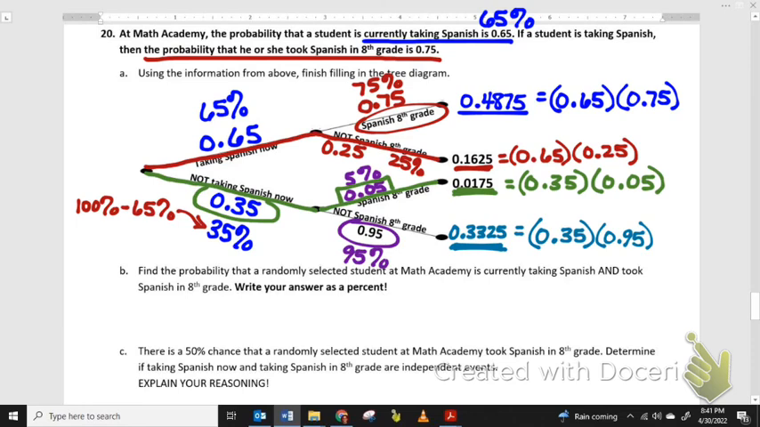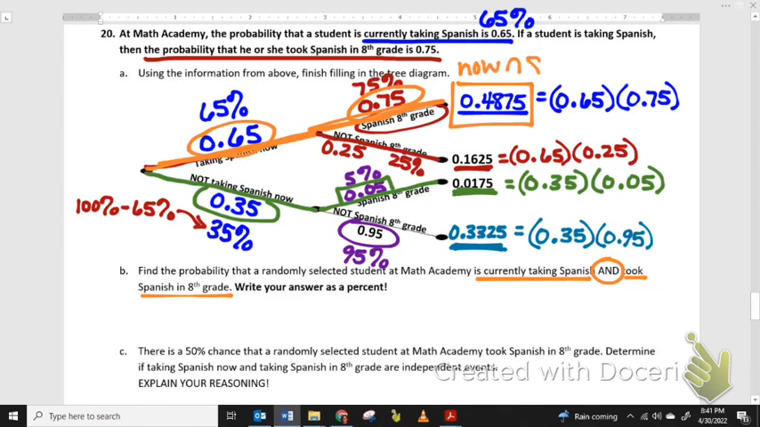We're going to look at part B and then shut it down, but part B's answer is already sitting up here on the screen. It says, find the probability that a randomly selected student at Math Academy is currently taking Spanish and took Spanish in 8th grade. Well, here's the path for taking Spanish now. Here's the path for took Spanish in 8th grade. So this is the probability of now and 8th grade.